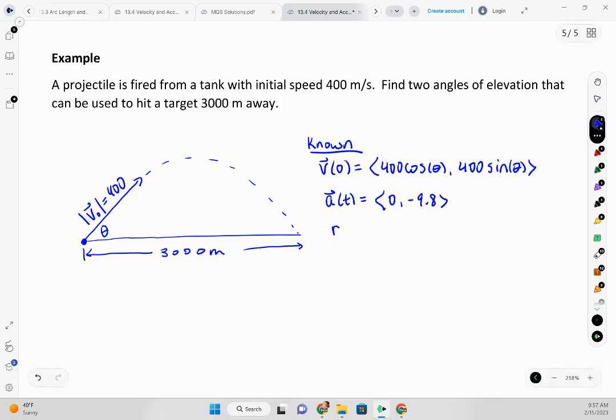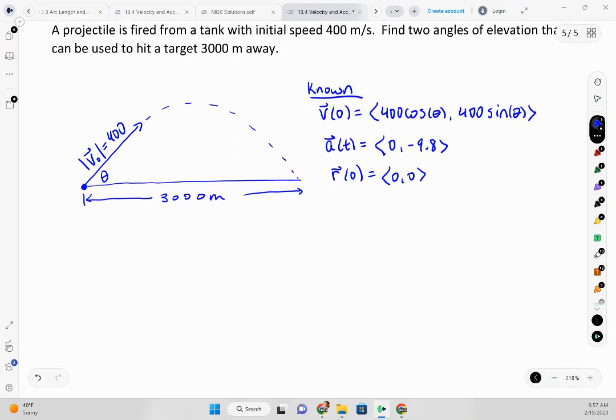And then the initial position: since this is fired from a tank, we'll assume that the initial position is right at the origin. The only time we would not assume that is if the tank was elevated off of the ground. They didn't give us a height for elevation, so the best we can do is assume <0, 0>. All right, so now let's see what we can do.